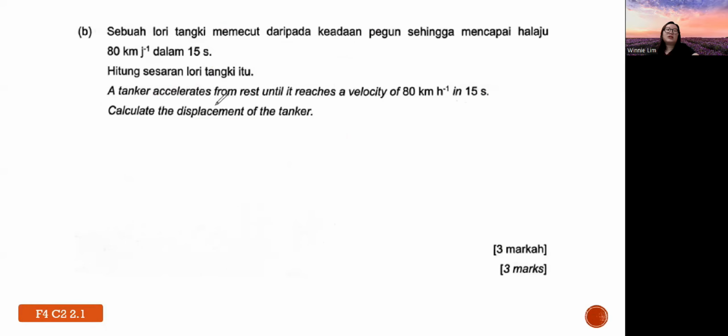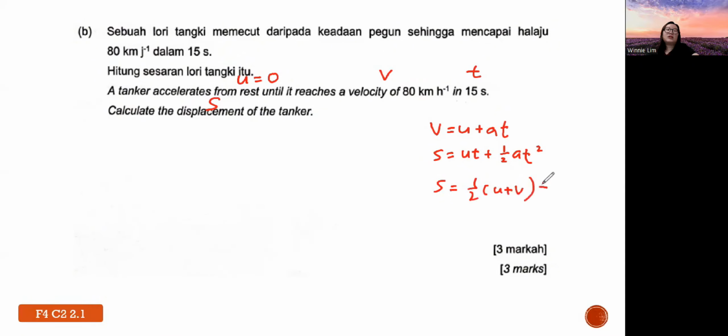Then on the calculation side, a tanker accelerates from rest until it reaches a velocity of 80 km/h in 15 seconds. Calculate the displacement. Of course, you need to know all the symbols involved: displacement is S. Rest means initial velocity is what? 0. This is the final velocity, and then you have time. So you have the 4 equations of linear motion: V equals U plus AT, S equals UT plus half AT squared, S equals half U plus V times T, and also V squared equals U squared plus 2AS.